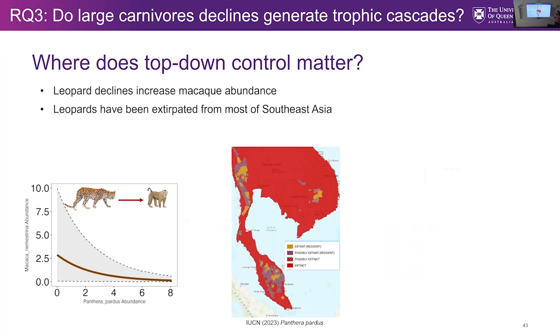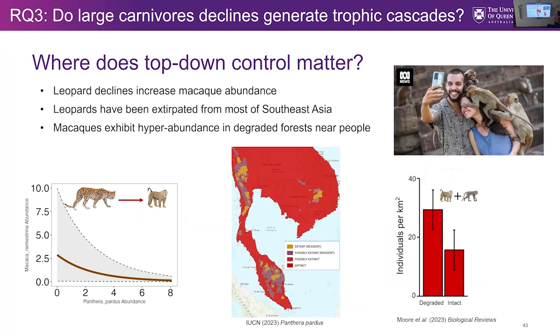This is interesting because leopards have been lost from more than 95% of their range in Southeast Asia, and much of that is supported by degraded forests that now support lots of abundant macaque populations. And macaques are one of the number one human-wildlife conflict animals in Southeast Asia, so this relationship between leopards, macaques, and degraded landscapes probably deserves a bit more attention.